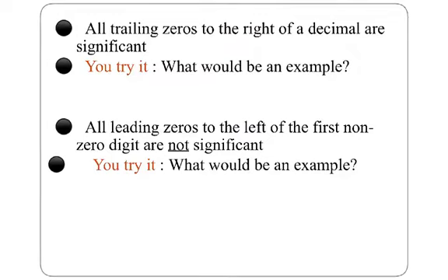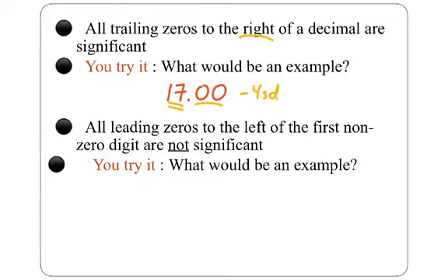Let's try the next type of zero. All trailing zeros to the right of a decimal are significant. So we are looking for zeros to the right of a decimal trailing. Trailing means coming behind numbers. So again, you can try one on your own, and I'm going to show you an example now. So let's take the number 17.00. These are examples of zeros to the right of a decimal, and they are trailing a number. So those zeros would count. This is an example of 4 significant digits.